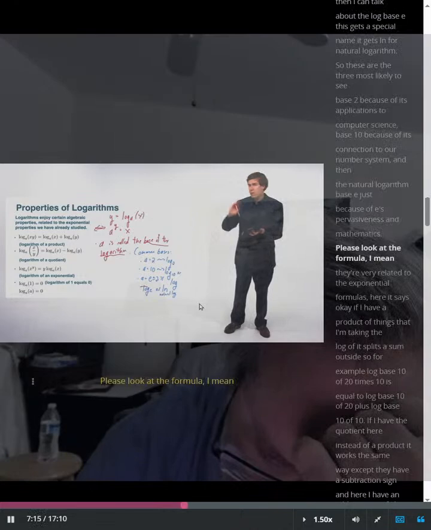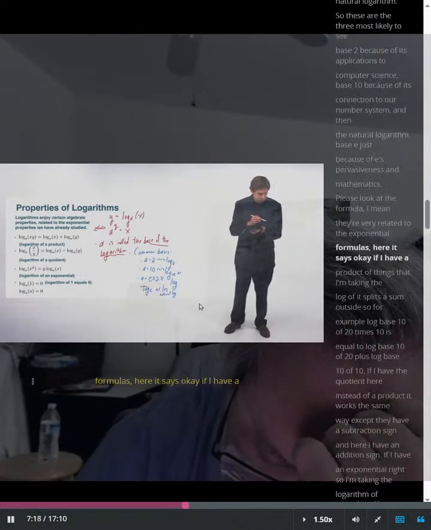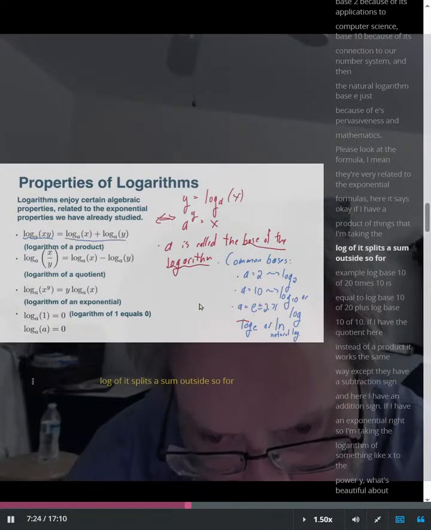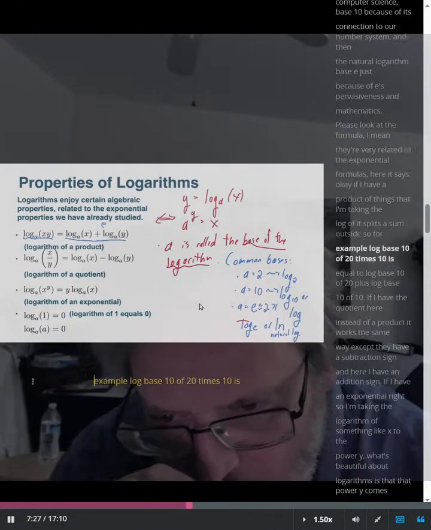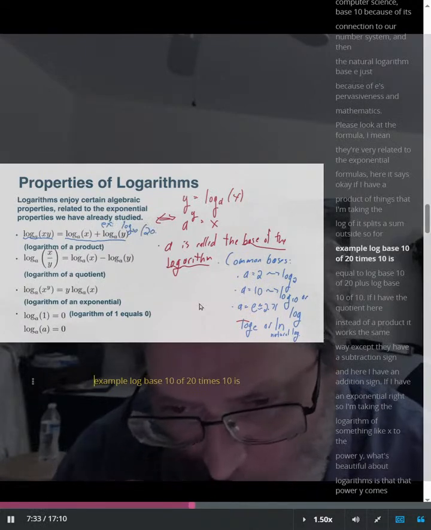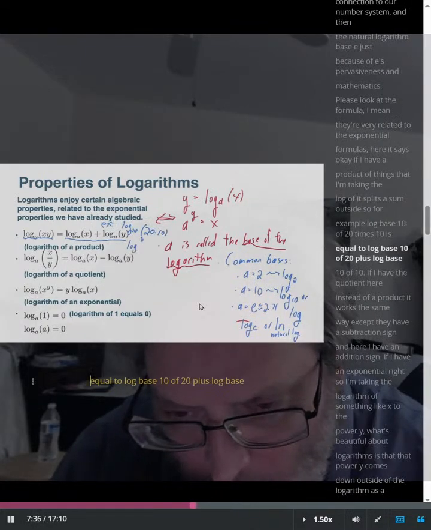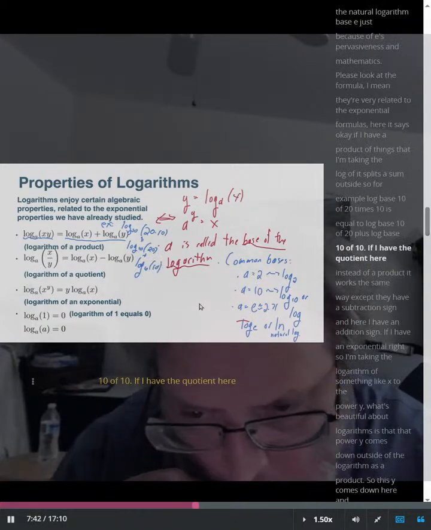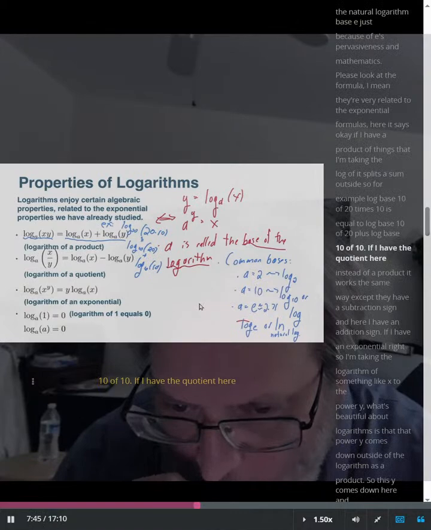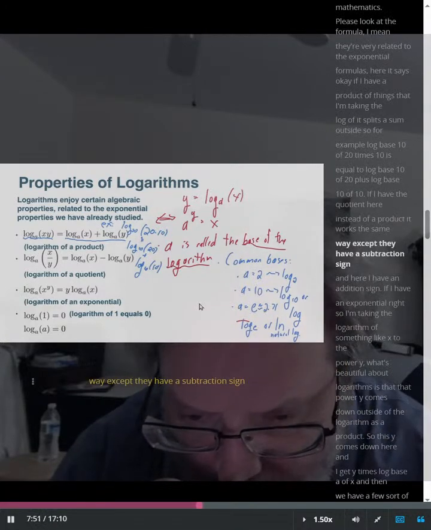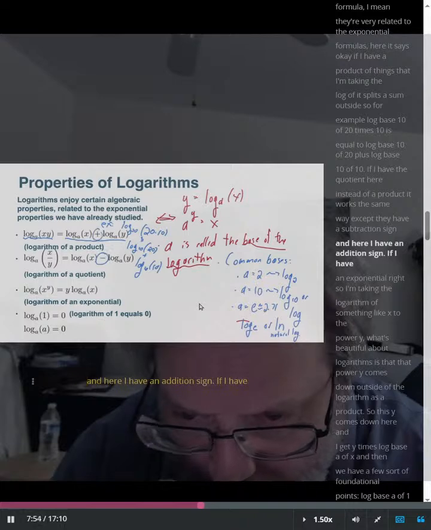Okay, so let's look at the formulas. They're very related to the exponential formulas. Here it says, okay, if I have a product of things that I'm taking the log of, it splits as a sum outside. So for example, log base 10 of 20 times 10 is equal to log base 10 of 20 plus log base 10 of 10. If I have a quotient here instead of a product, it works the same way, except I have a subtraction sign, and here I have an addition sign.